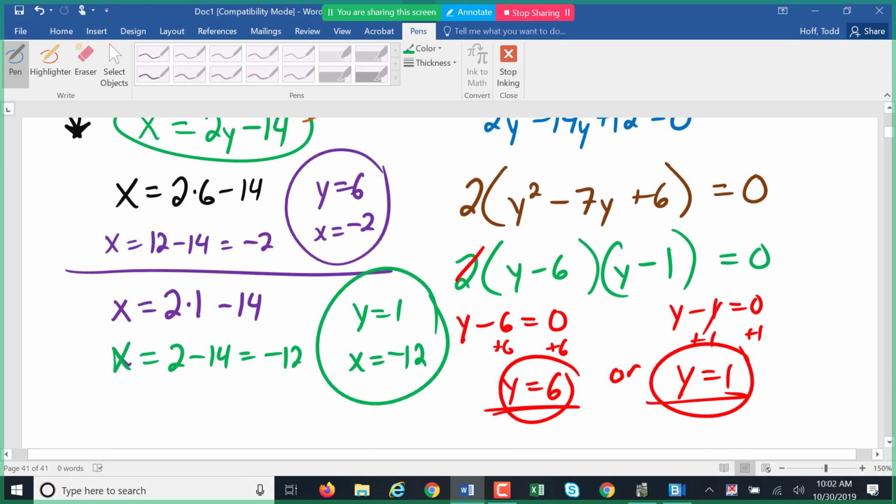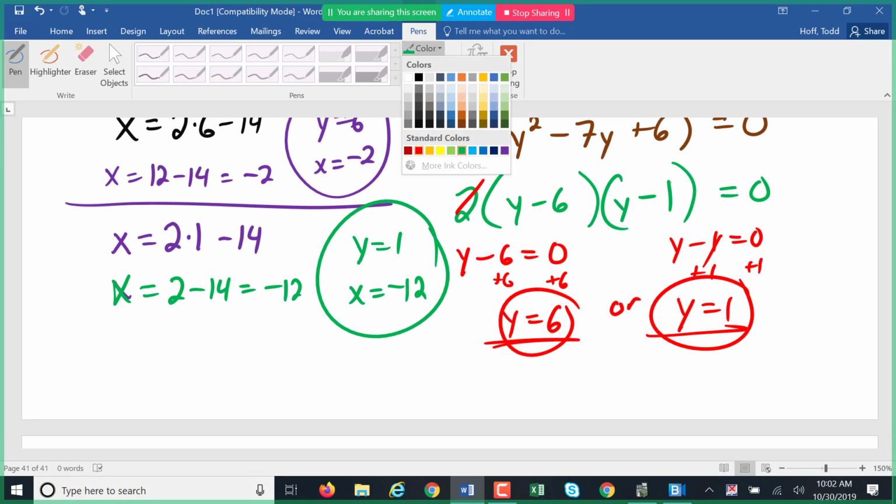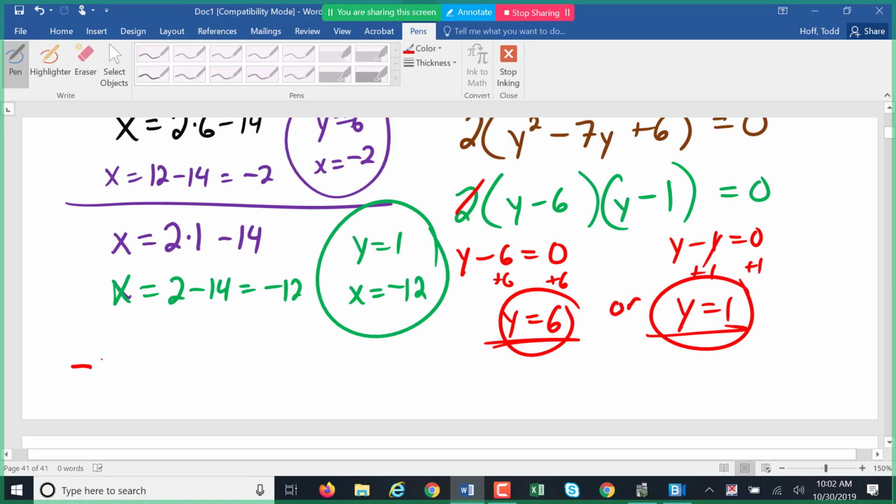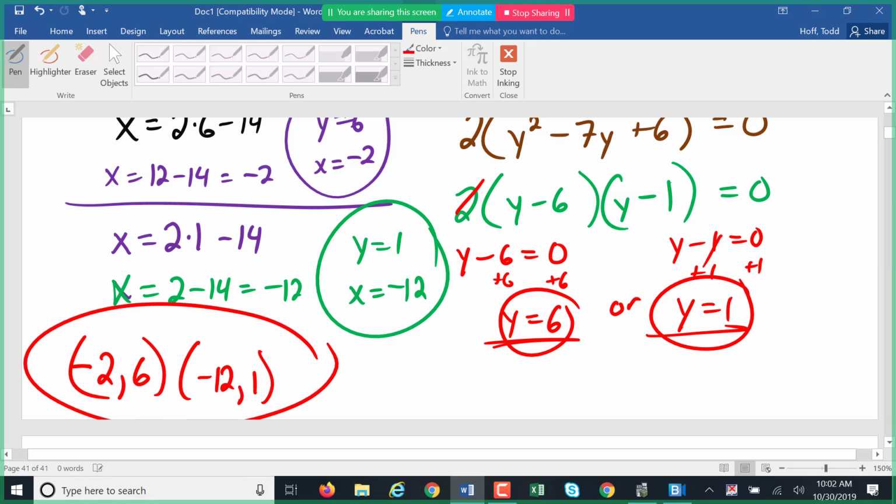So we have those two solutions here, of negative 2, 6, or negative 12, 1, are the solutions for that system of equations. Now, in this case, I tried to avoid working with that variable in the denominator. If we have time at the end of class, I'll show you a pretty radical example of those variables being in the denominator and show how we would solve and work through that.